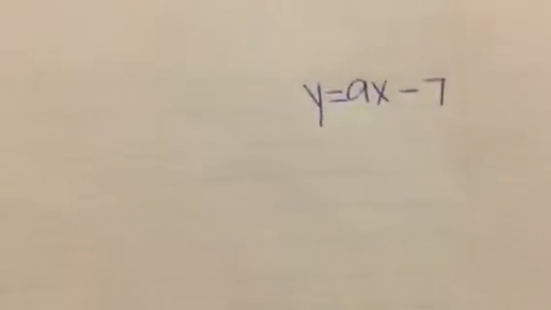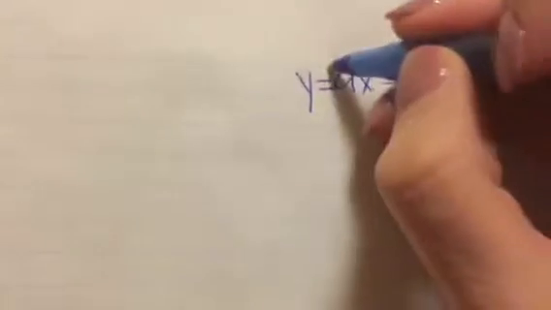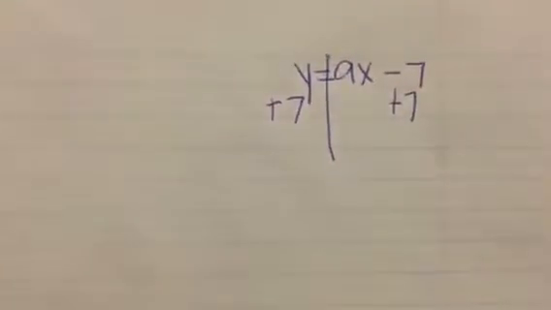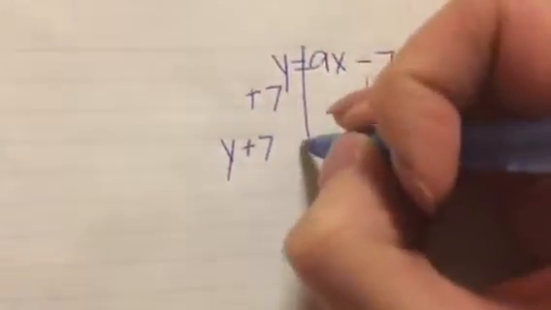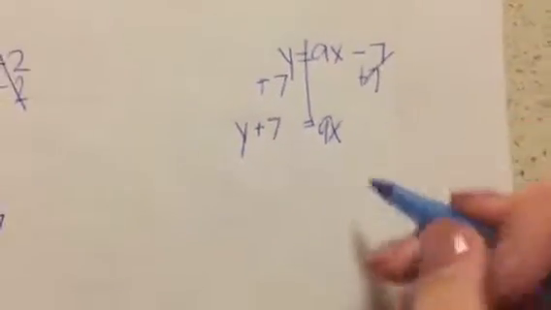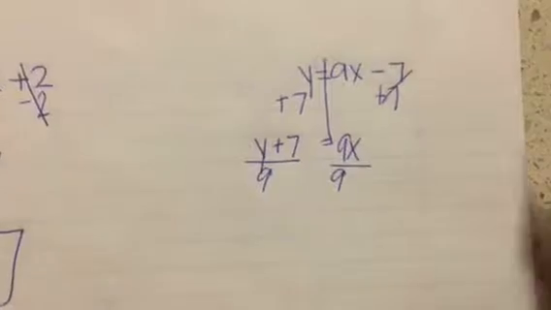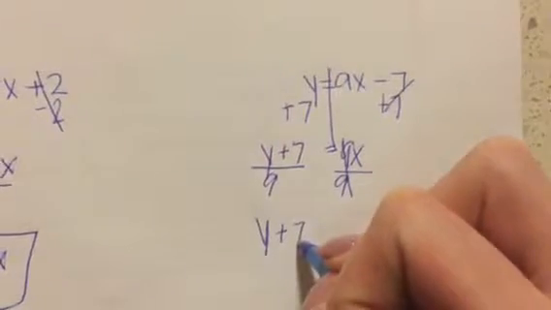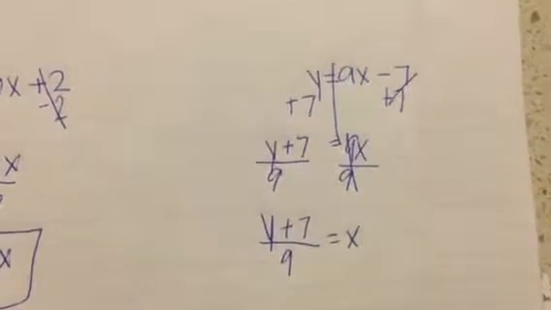Let's look at a different example. Again, I want to get x by itself, so I need to first get rid of this minus 7. To do that, I do the opposite of minus 7, which is plus 7. My 7's cancel, and I'm left with y plus 7 equals 9x. The last step is to divide by that 9, so I divide this side by 9 and that side by 9. My 9's cancel, and I'm left with my answer of y plus 7 divided by 9 equals x.